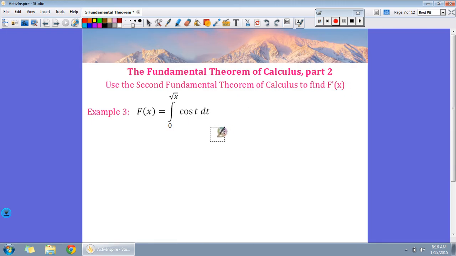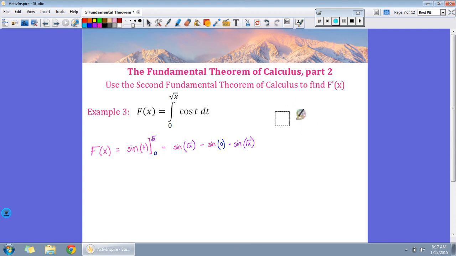Okay, so then we get to something a little more complicated. When you have a function here other than just x, something like square root of x, or really anything else other than just the one variable, we are going to follow the same pattern. We're going to take the antiderivative of the integral, which is sine of t, and we're going to plug in the square root of x and 0. So we got sine of the square root of x minus sine of 0. Since sine of 0 is 0, that just equals the sine of the square root of x.